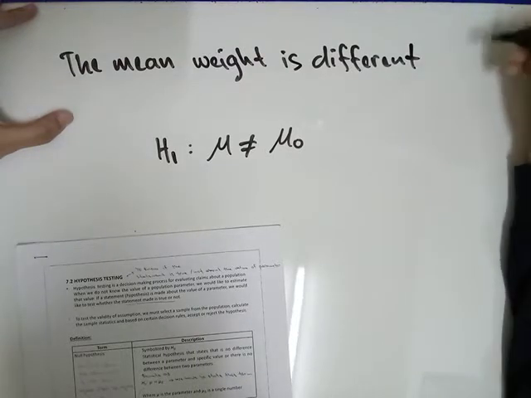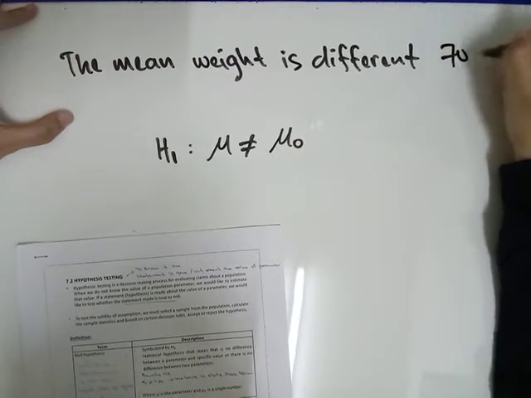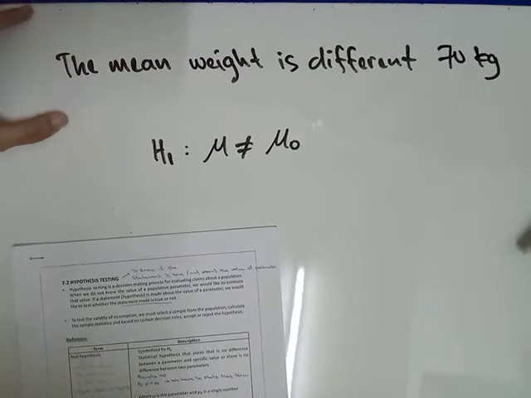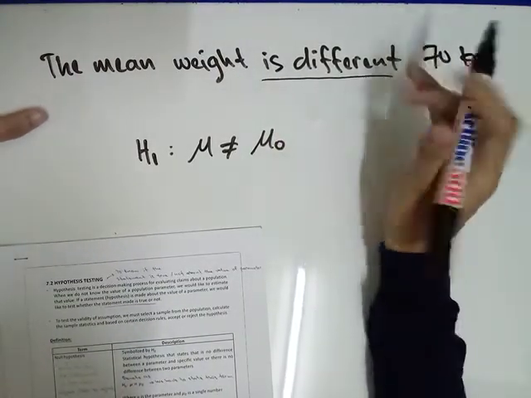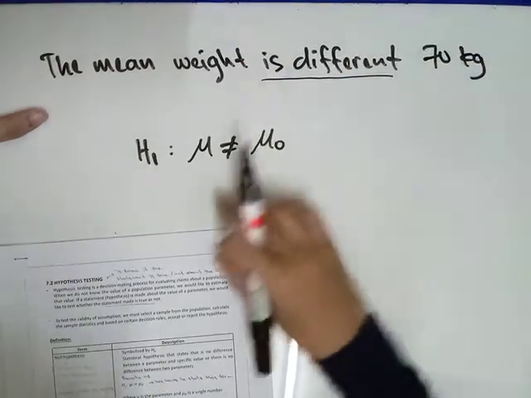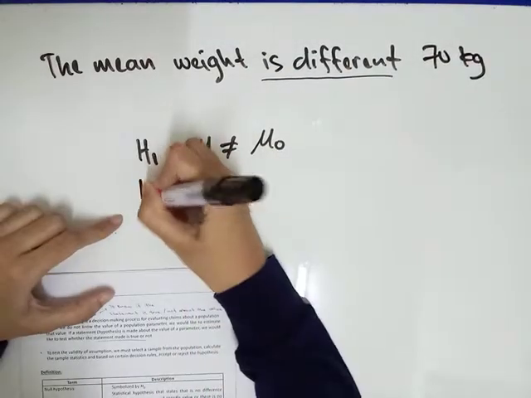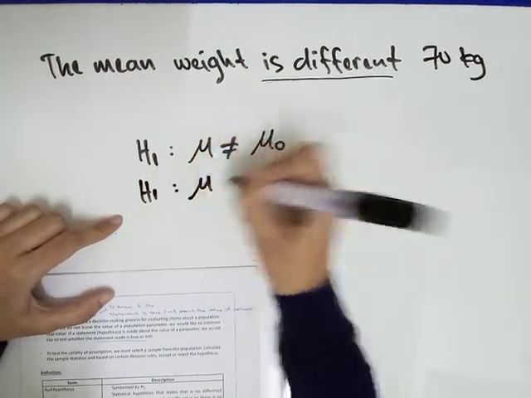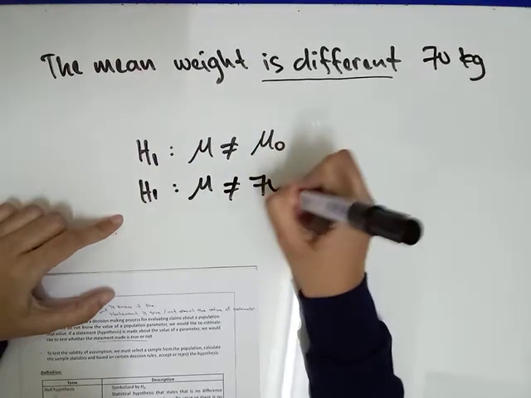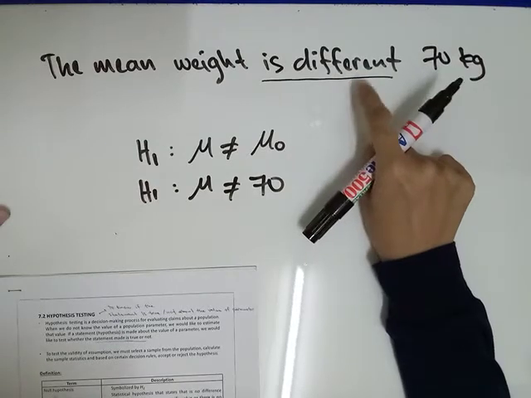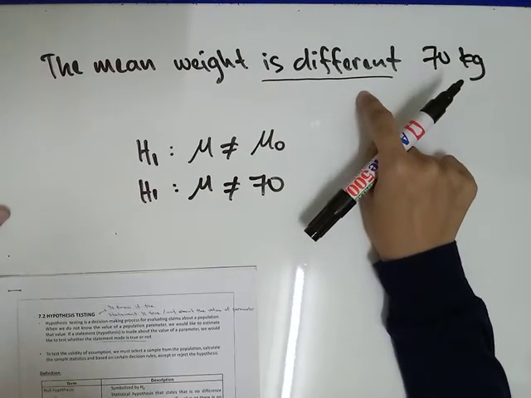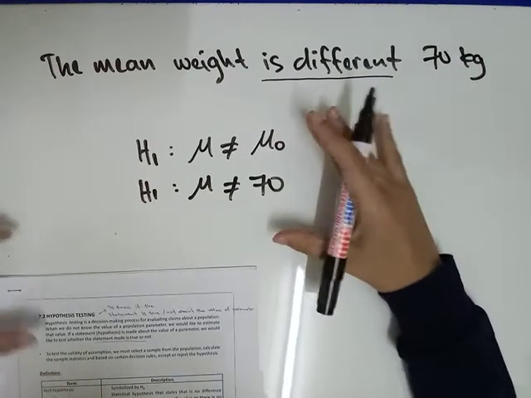Is different from 70 kg. Okay, so this is the keyword: different. Bila dia different, dia ada beza. Therefore, it is denoted as H1: mean not equal to 70. Okay, kita kena tengok pada hint yang dia bagi dalam statements tu nanti. Okay, this is the first part.